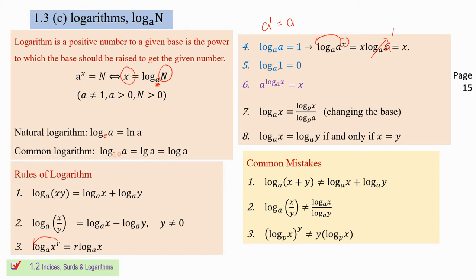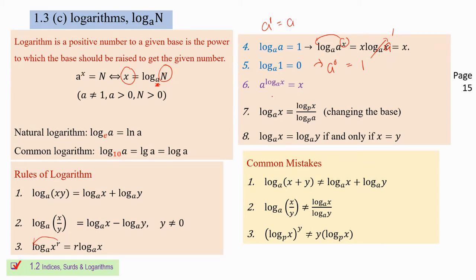The second property here is, if you have any base and the inside is 1, the answer is 0. This one is very easy to see from our indices: a to the power of 0 equals 1. Any number to the power of 0, except 0, equals 1. Number 6 looks a little bit weird: a to the power of log a x is equal to x. This makes the exponent become 1, so you push it in front, and what you bring in front is actually x.